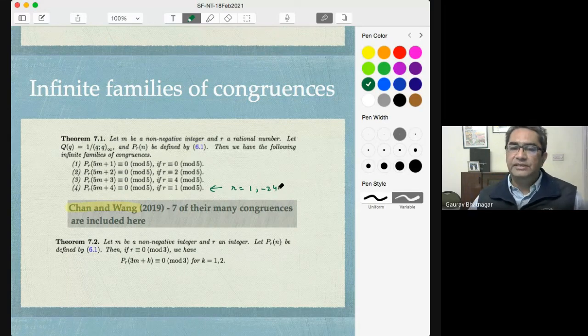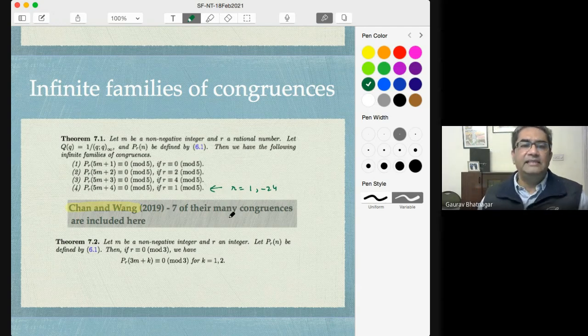There were some conjectures there. And 7 of their congruences are included in this set. So they've got mod 7, mod this. They did a thorough search. It's a fantastic paper, and it's opened up a new area.